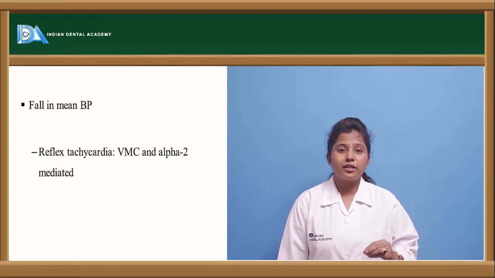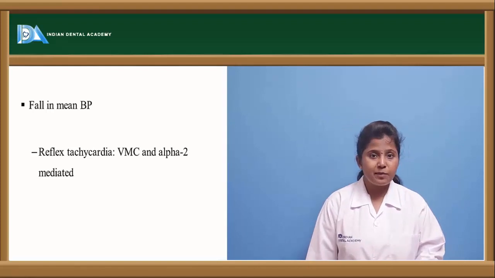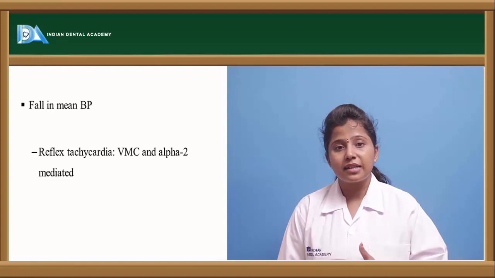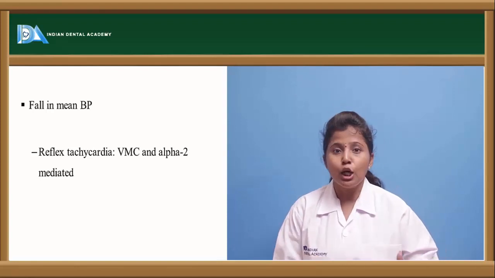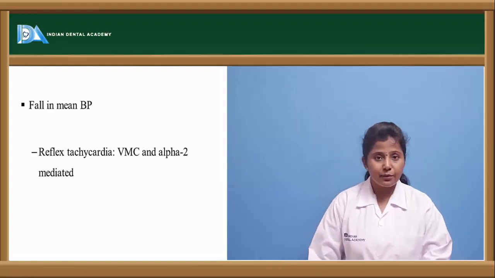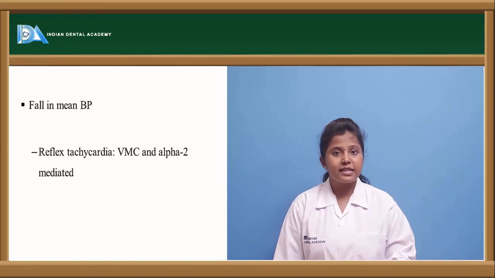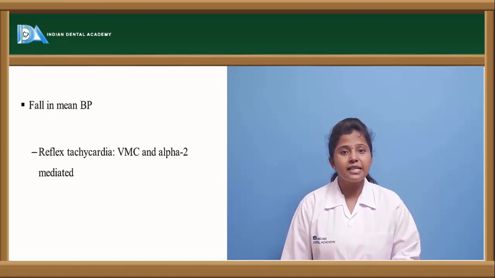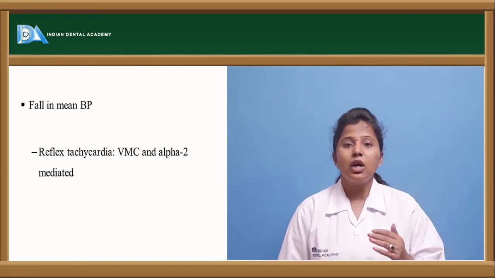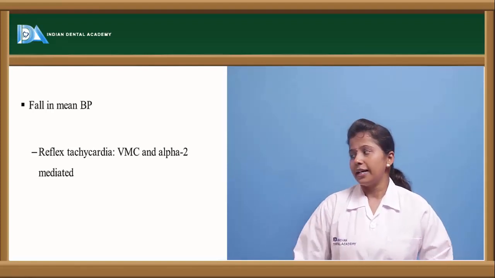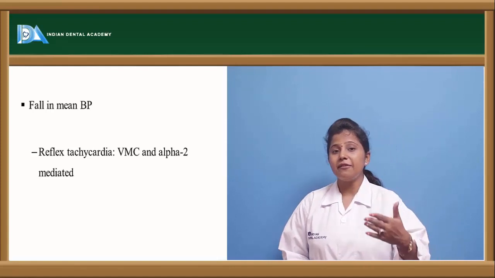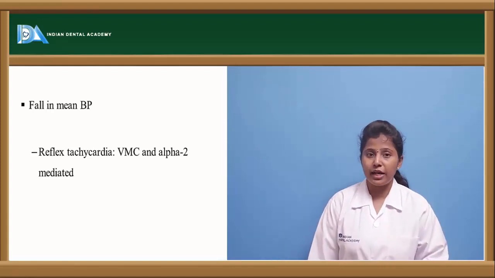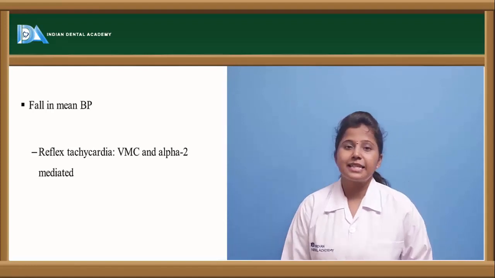If alpha adrenergic blockade takes place, then automatically the arterial as well as venous vascular tone will decrease. If that is decreased, then heart rate will decrease, and if heart rate is decreased, then cardiac output is decreased. Once cardiac output is decreased, it will lead to a fall in blood pressure. And if there is a fall in blood pressure because of the alpha blockade, then it causes reflex tachycardia.